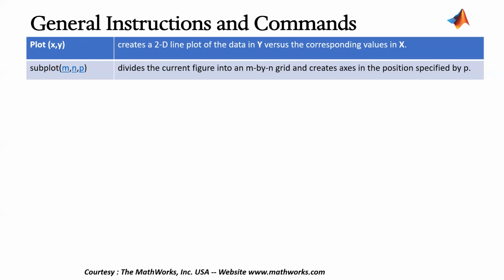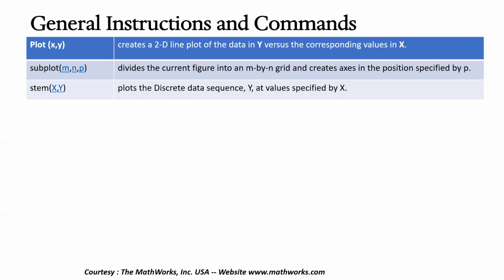Moving towards the next most frequently used instruction, which is stem. This is mainly useful for plotting data that comes in discrete form. A discrete data sequence y is plotted at the values specified by x. We can say it is the analogous, discrete form of the plot given as the first instruction.